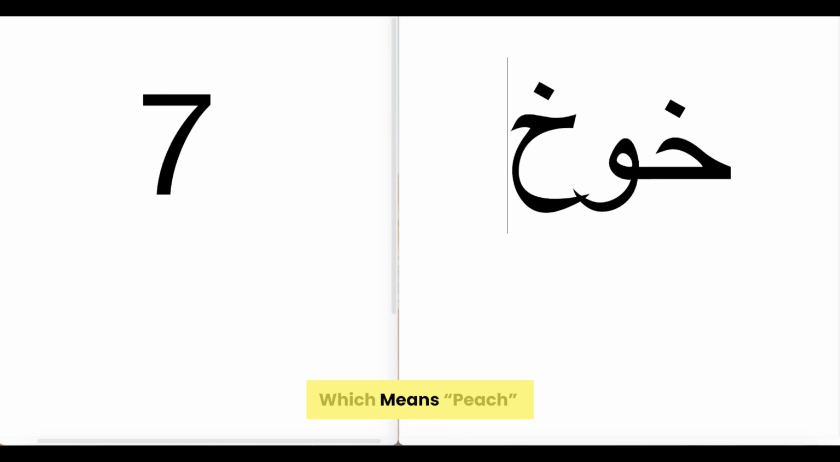Khawkh, which means peach or plum or a fruit of that sort. Notice that word starts with kha and ends with a kha. Khawkh. Okay, so practice this one as well.